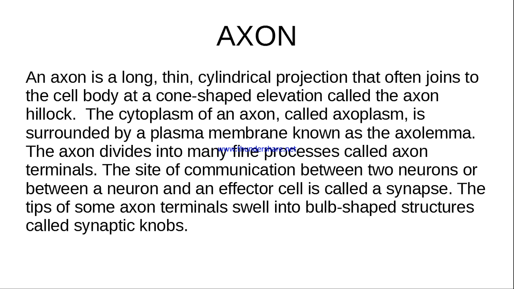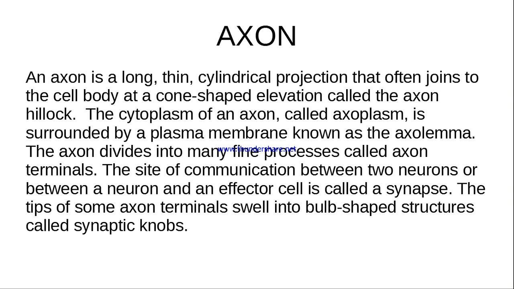The cytoplasm of an axon, called axoplasm, is surrounded by a plasma membrane known as the axolemma. Like every cell has a plasma membrane and a cytoplasm, here in the axon it is known as axoplasm and the plasma membrane is known as axolemma. The axon divides into many fine processes called axon terminals.